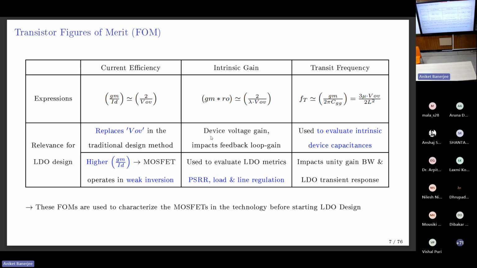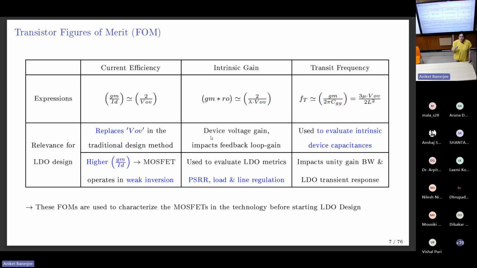So for a fast circuit, I would like to have a very high fT. So these are the three figures of merit, and it's my responsibility today to tie everything to LDOs, because that's the topic of the day and not necessarily just gm/ID. We'll walk you through LDOs also in a minute. But first, the relevance of each parameter: current efficiency, gm/ID, replaces VOV in the traditional design method. So think of gm/ID as a proxy for VOV till you get used to using gm/ID a lot.